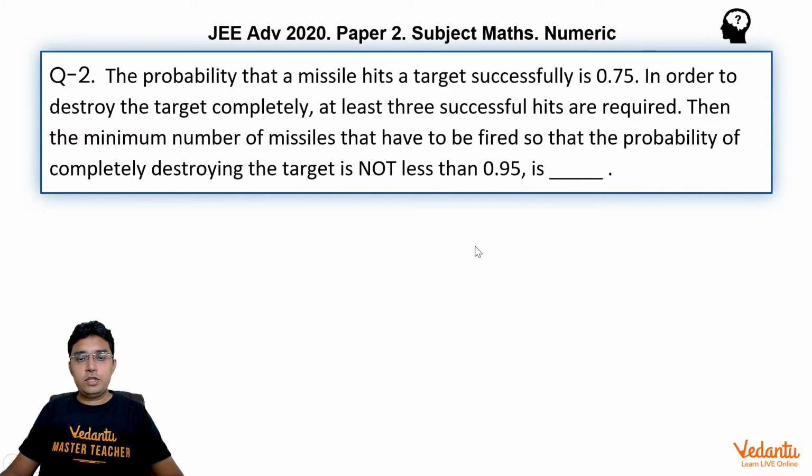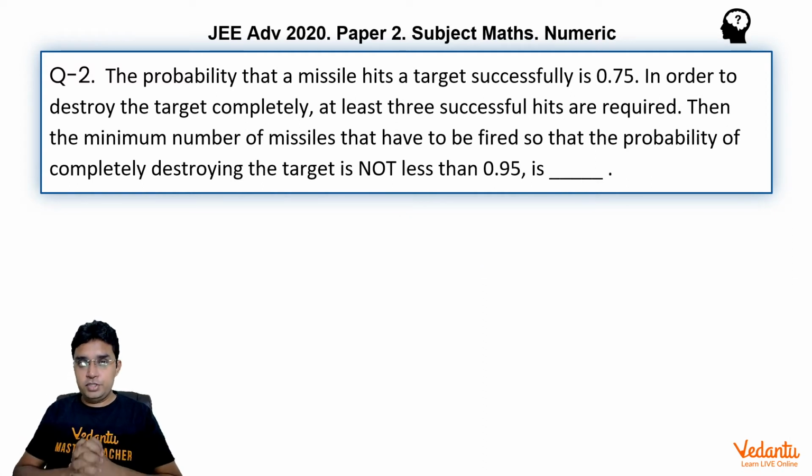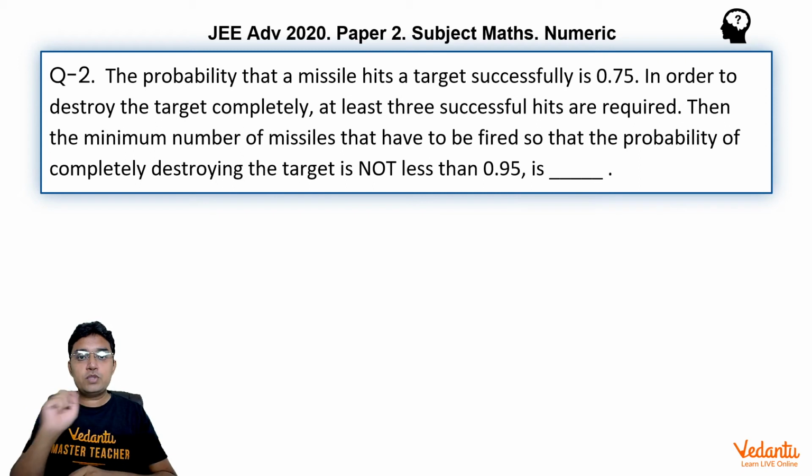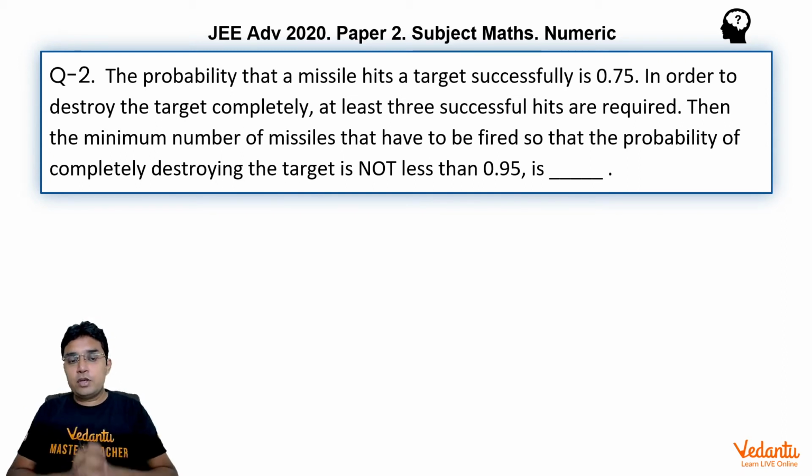I am presenting you the solutions of JEE Advanced 2020. This is question number 2 from paper 2. The topic is probability, subtopic is binomial distribution of probability. This subtopic has been very frequently asked almost every year in JEE Advanced. In fact, similar to this question, we have seen one 6 years back also. Let us see what this question is.